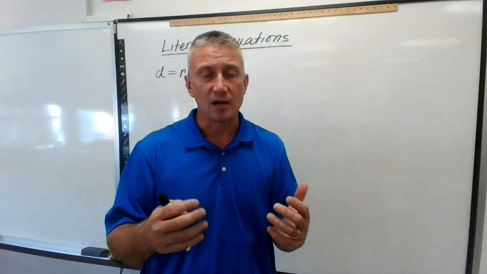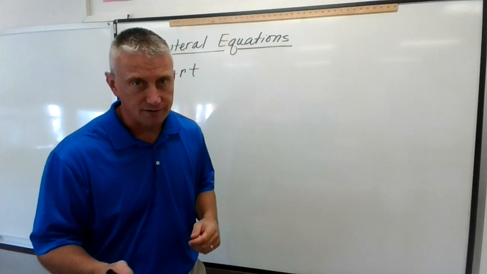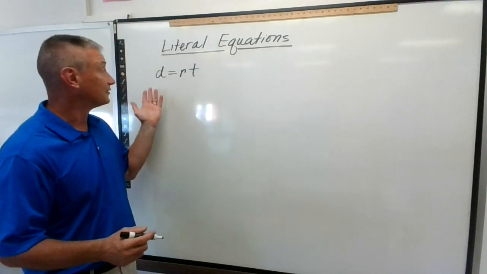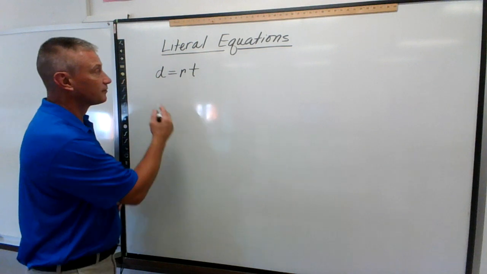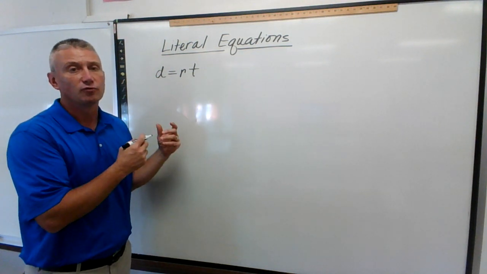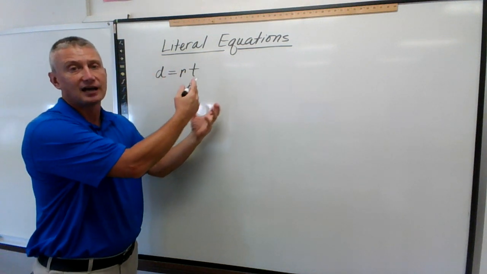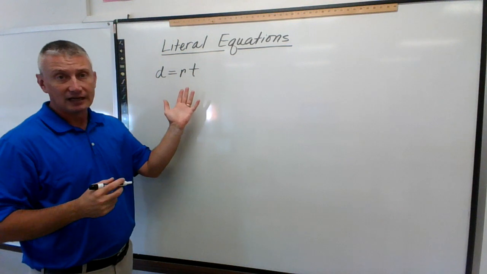Okay, so for example, one of the literal equations that you may have worked with already in seventh grade or sixth grade is distance equals rate times time. So this is d equals rt. So if I were to solve this equation for d, it's actually already done for me. D equals rate times time. So that is one literal equation that we could get from this.